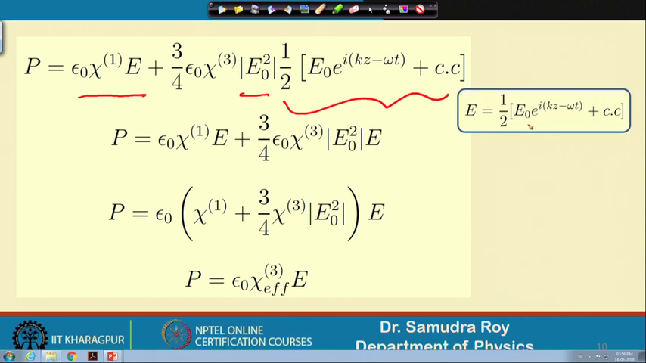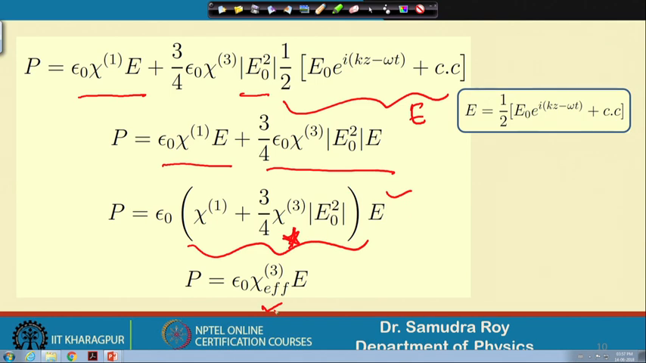E is now half of E 0 e to the power i(kz minus omega t) plus c.c. So, I just replace this term with E. So, I will have epsilon 0 chi 1 and 3 by 4 chi 3 mod of E 0 square E. So, now if I take E common, then I will write this, and inside I will have chi 1 plus an additional term here. So, I write this as chi 1 plus 3 by 4 chi 3 mod of E 0 square as another term. So, these two terms together I write as chi effective.